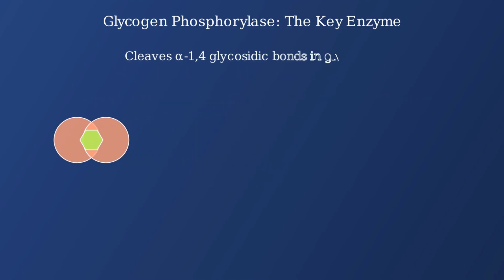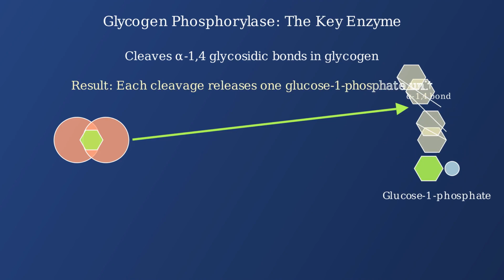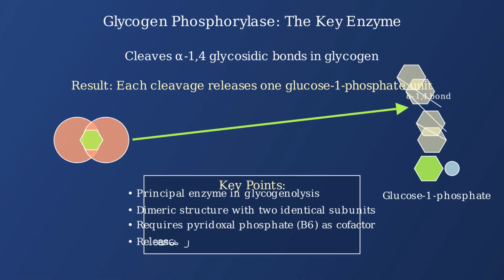Glycogen phosphorylase specifically cleaves alpha-1,4 glycosidic bonds in the glycogen chain. When the enzyme acts on glycogen, it breaks the alpha-1,4 bonds and releases glucose 1-phosphate units. Each cleavage reaction releases a single glucose 1-phosphate unit, which can then enter metabolic pathways. To summarize, glycogen phosphorylase is the principal enzyme in glycogenolysis, with a dimeric structure requiring vitamin B6 as a cofactor and releasing glucose 1-phosphate units through its action.